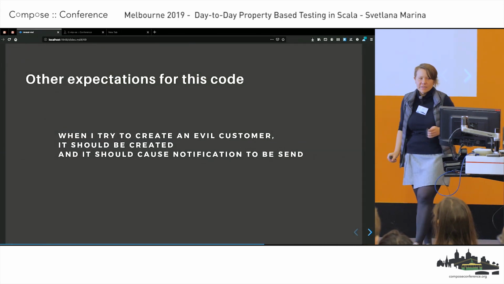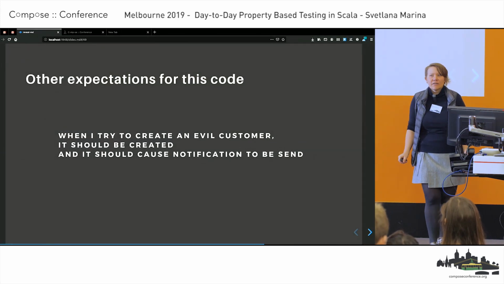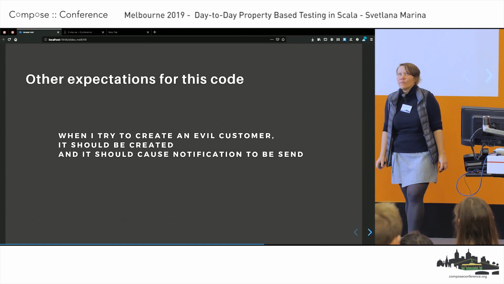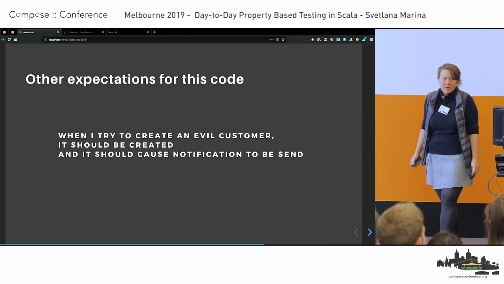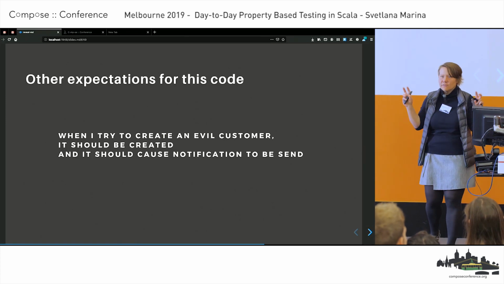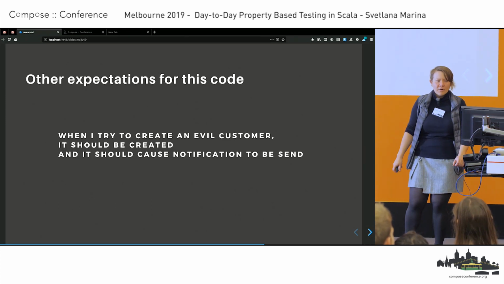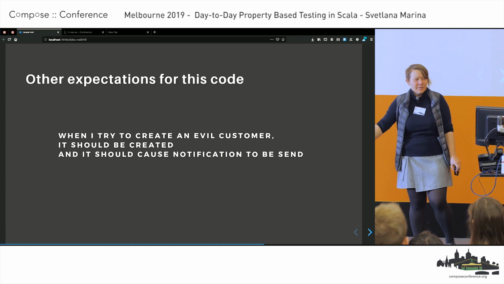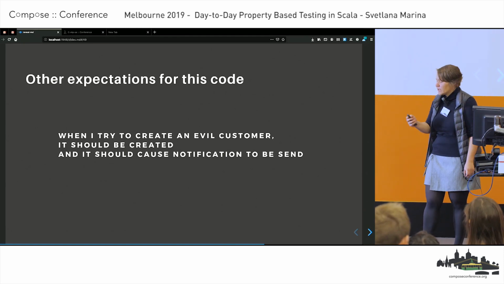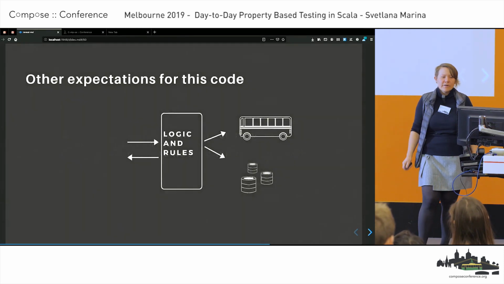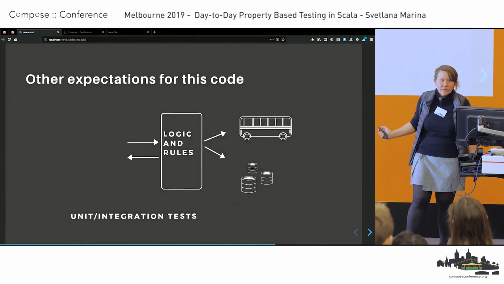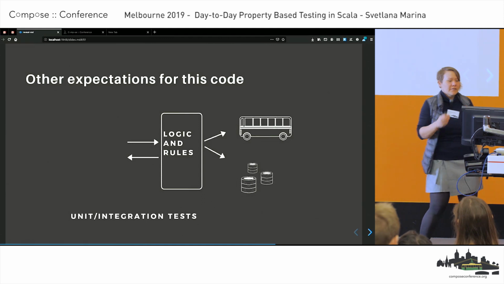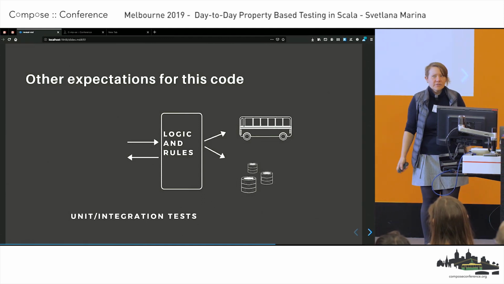What are the other expectations? The other expectations can cover some if-else conditions you may have in your rules and validation logic. Let's say if you want to post an evil customer, it should still be created, but at the same time, it should cause a notification to be sent somewhere, right? So I'm still talking about this layer. This layer still covers unit integration tests.